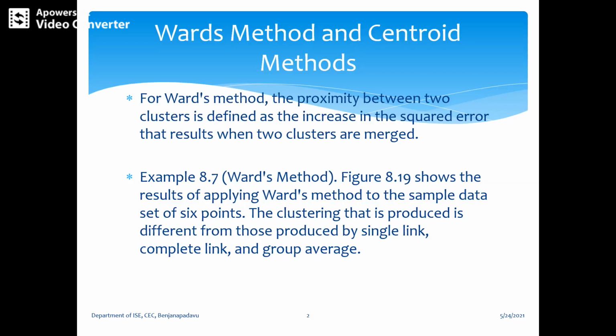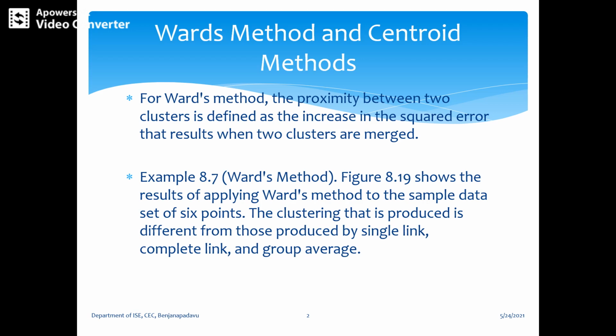So now this is the Ward's method and the centroid methods. After that, the agglomerative hierarchical clustering algorithm. For Ward's method, the proximity between two clusters is defined as the increase in the squared error that is the result when two clusters are merged. So we had an example. Thus this method uses the same objective function as k-means clustering.